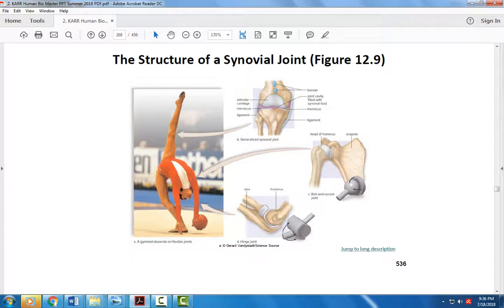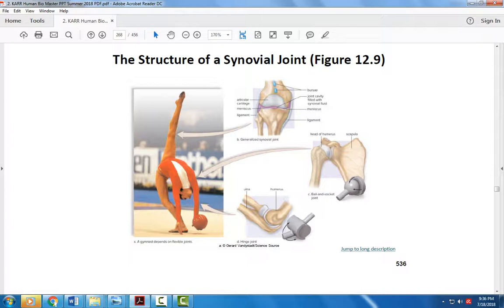Maybe you've heard of the ACL. That's the anterior cruciate ligament and the posterior cruciate ligament. Those ligaments provide stability, and if the knee gets a strong twisting motion in the wrong direction, that can cause a tearing of the ACL.